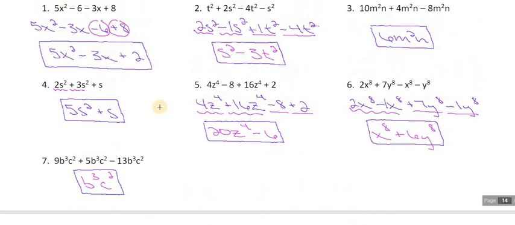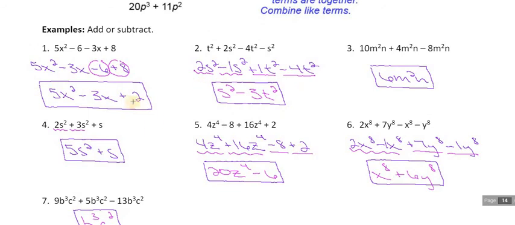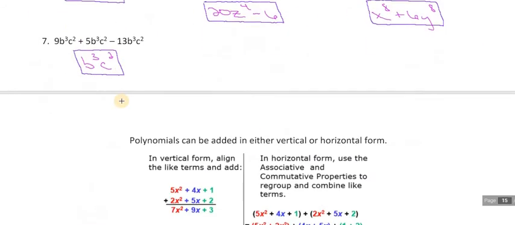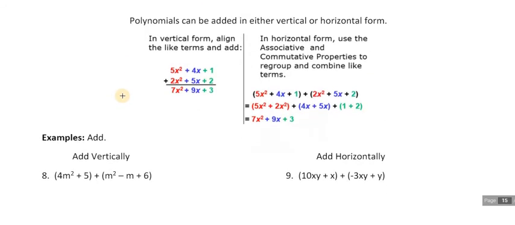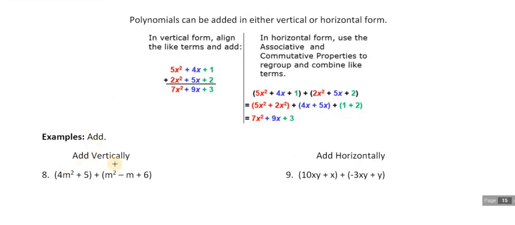Now, rather than simply combining like terms of one big polynomial, we're now going to actually have two separate polynomials that are enclosed in their own sets of parentheses, and we're going to add them together. When we're just adding polynomials, all we're doing is combining like terms, keeping all the signs the same in front of each term that we have.